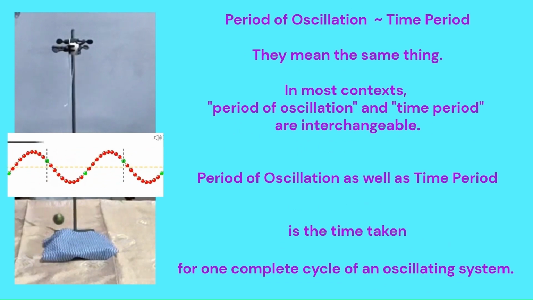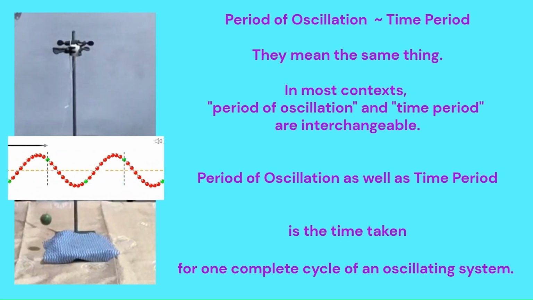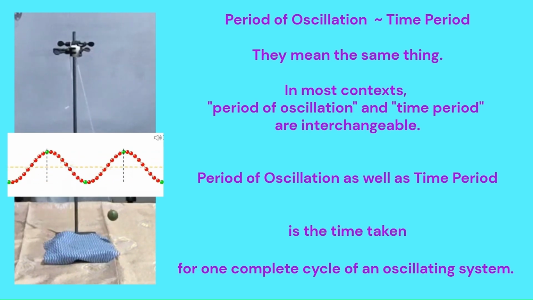Period of oscillation, time period. They mean the same thing. In most contexts, period of oscillation and time period are interchangeable. Period of oscillation as well as time period is the time taken for one complete cycle of an oscillating system.